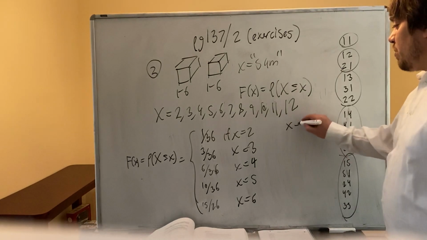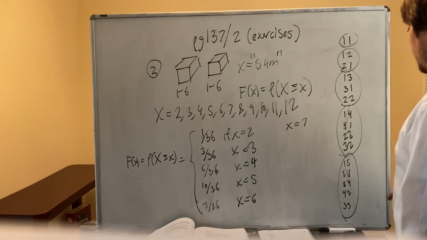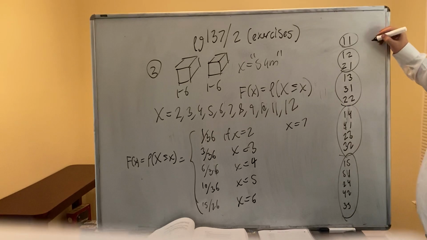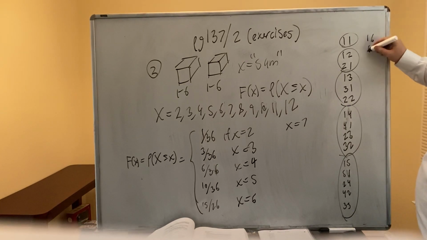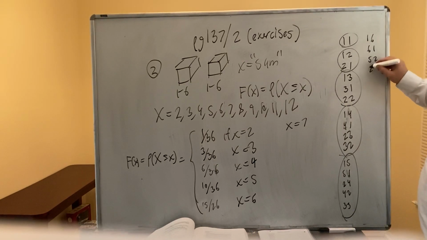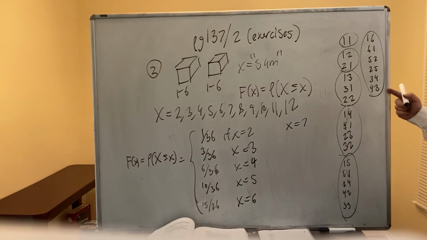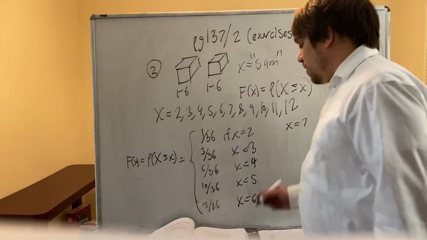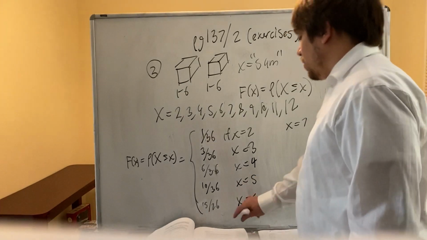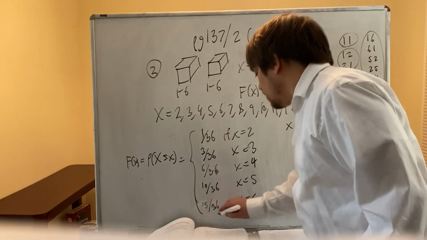Now for the sum to be at most 7, I'm going to continue here. For the sum to be at most 7, we could add the sum equal to 7, which is 1 and 6, 6 and 1, 5 and 2, 2 and 5, 3 and 4, 4 and 3. And so now we add another 6 here. And so adding 6 to 15, or adding 6 over 36.